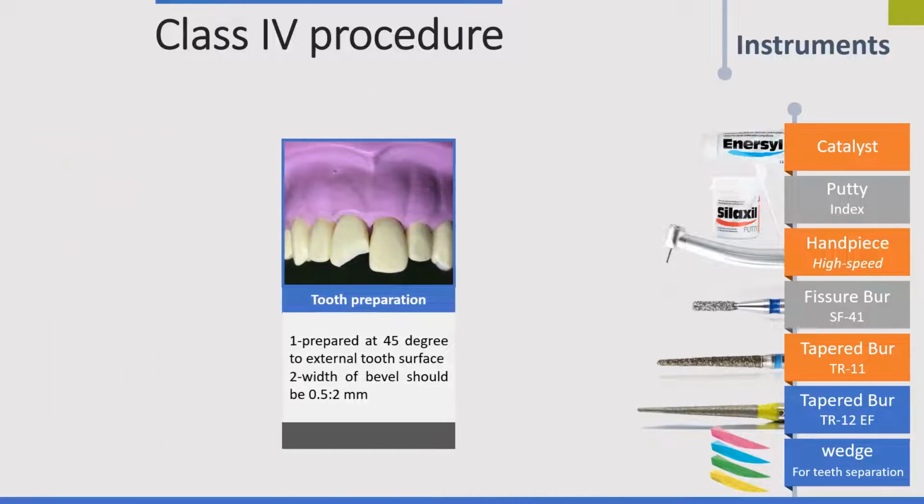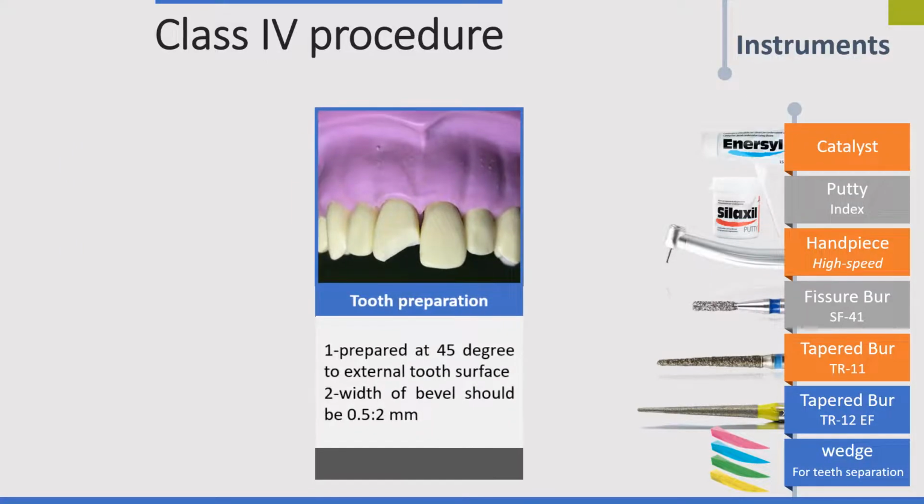Finally, some pieces of advice: during tooth preparation, the handpiece had better be at a 45-degree angle to the external tooth surface. And when preparing the bevel, its width should be from 0.5 to 2 millimeters. Bevel is essential to hide any line of demarcation between the tooth itself and the restoration.